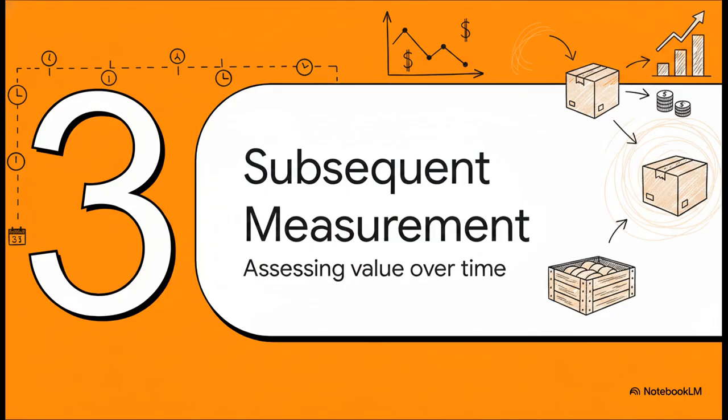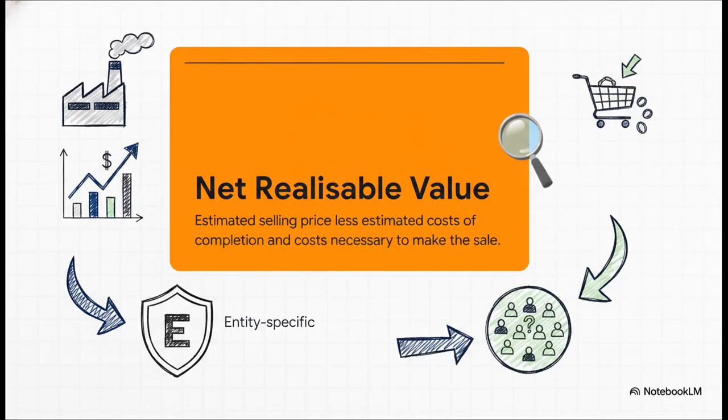Section 3. Subsequent measurement and expense. Let's revisit our golden rule and define net realizable value, or NRV. It is your estimated selling price in the ordinary course of business, less the estimated costs of completion, less the estimated costs necessary to make the sale. And a really crucial distinction here. NRV is an entity-specific metric. It is not some generic fair value determined by the open market. It's specifically based on what your business actually expects to realize from the sale.